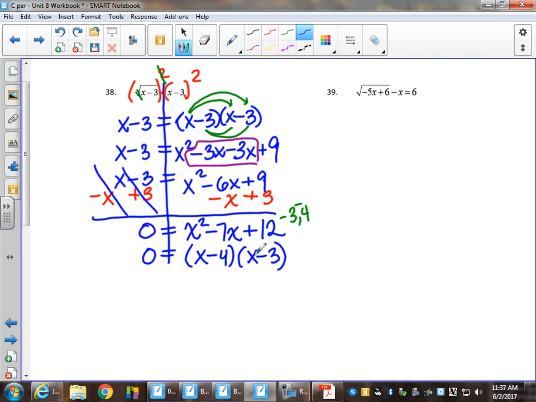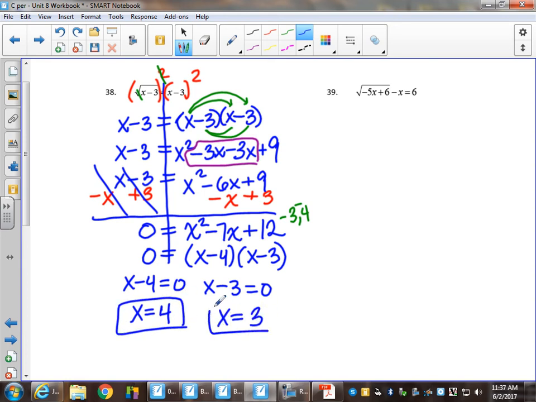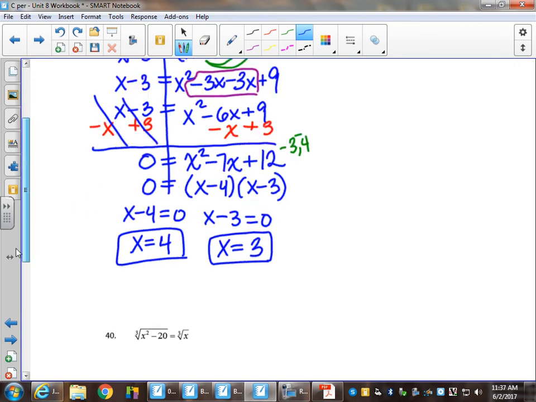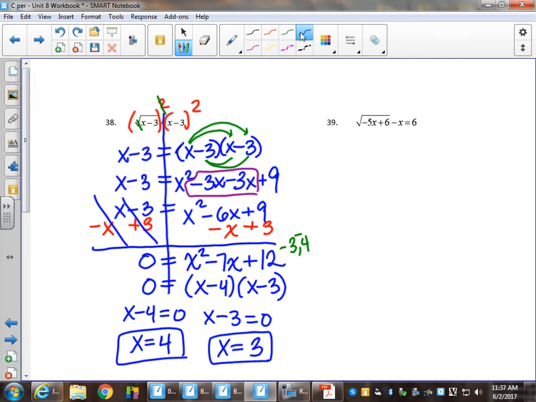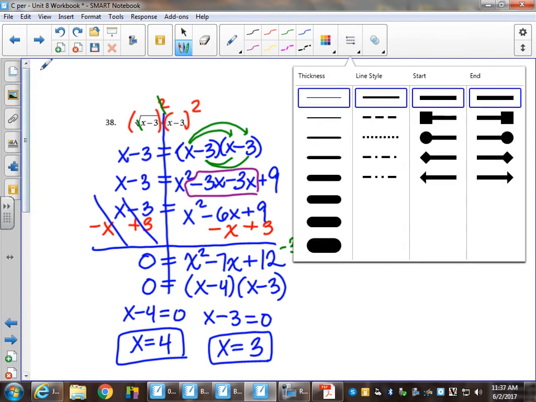What next? Very nice. Set each factor equal to 0. So, DeAndre, what answers do I get from this first factor? X, yep, add 4 to both sides. X equals positive 4. Are these my answers? We need to check because this is an even root. So let's see. Space down there is a little rough. I'm going to do the checks up here. The checks won't take too much space.